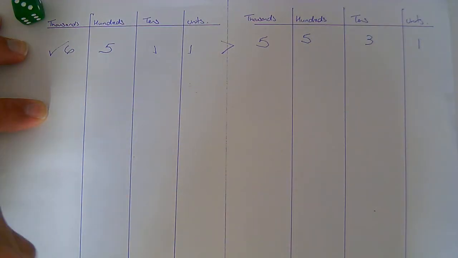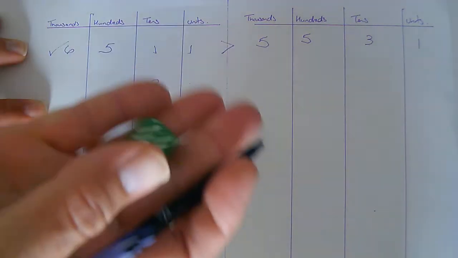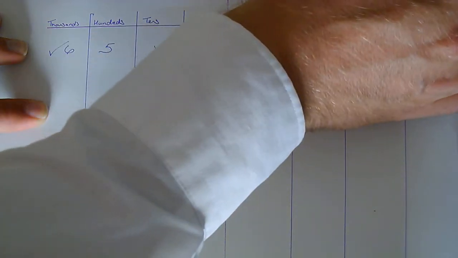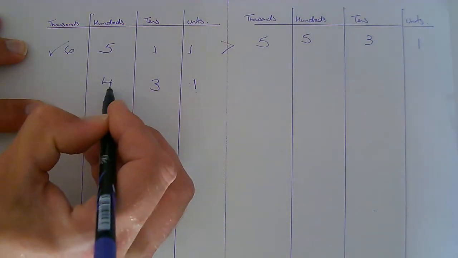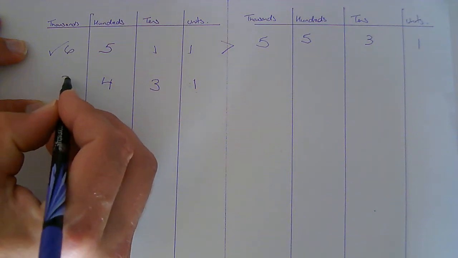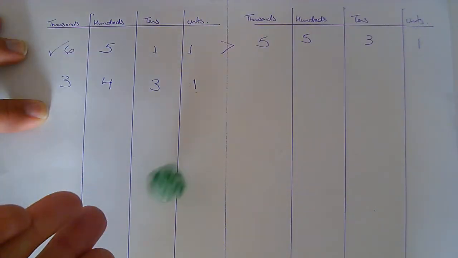Roll the die again. This time I get a 3. I'm trying to put it fairly low down. Get a 1. Again, I'm going to put that very low down. We get a 4. I'm going to put it there. 4 is a bit risky. I could try that in the thousands column, but I'm going to hope for a 5 or a 6. Get a 3. So that's not a great score. 3,431.